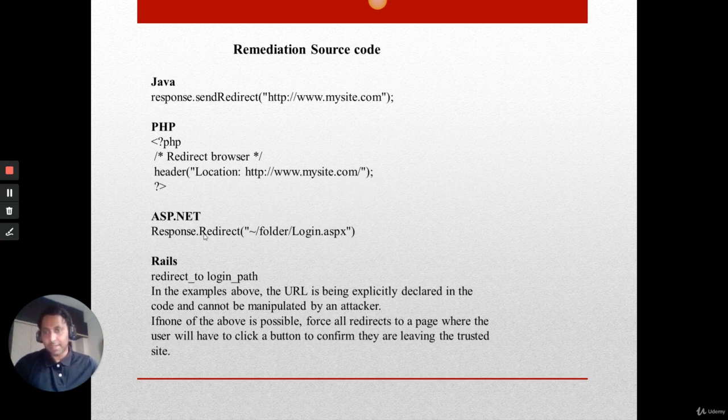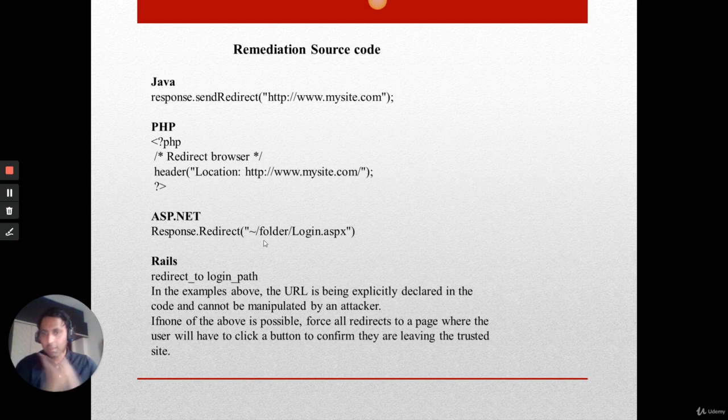And response.redirected folder login.php. Here we're directly just giving the location, right? Instead of sending it to the GET and then responding it as a URL. So in Rails, you can see it's just a redirect_to login_path. The same as Java, PHP, and ASP.NET.